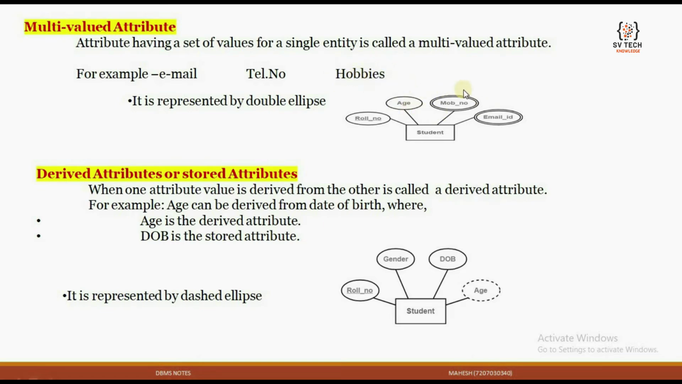This multi-valued attribute will be represented by a double ellipse. Derived attribute or stored attributes. When one attribute value is derived from another, it is called a derived attribute. For example, age can be derived from date of birth, where age is the derived attribute and date of birth is the stored attribute. A derived attribute is represented by a dashed ellipse. Student is an entity, with date of birth and age. Date of birth is an attribute, and age is a derived attribute which is derived from date of birth. It is represented by a dashed ellipse.